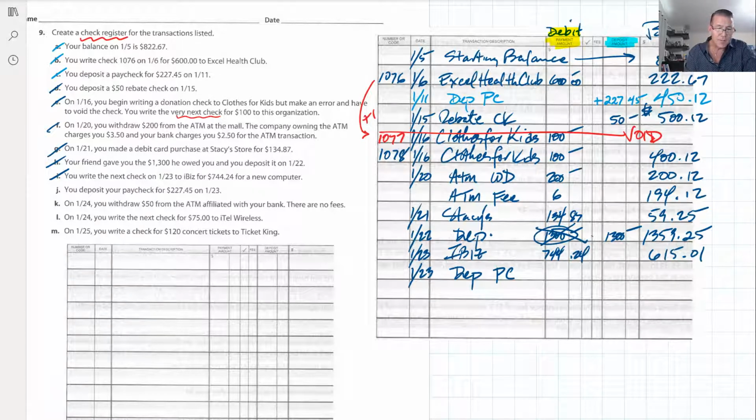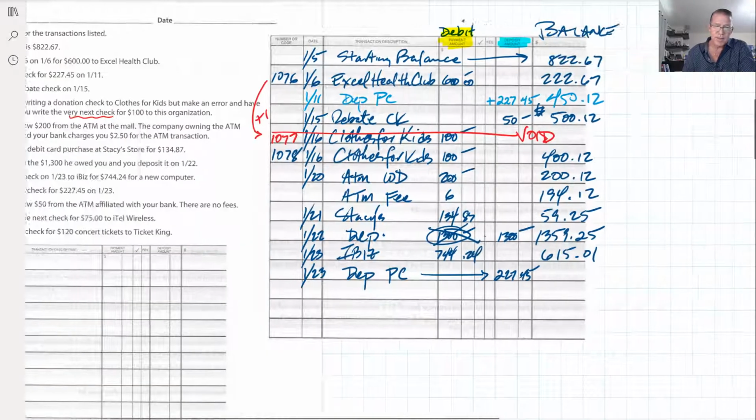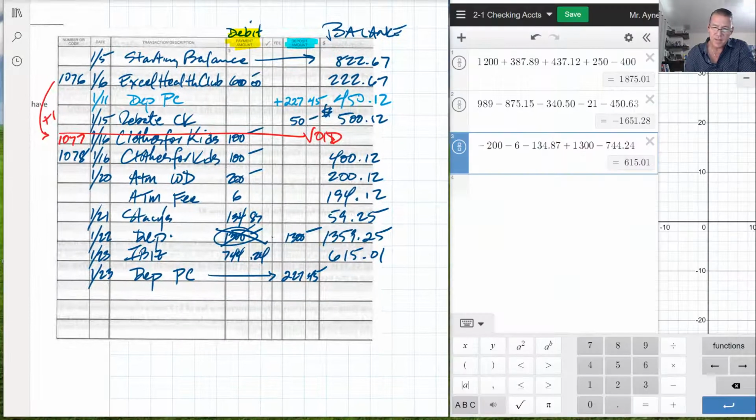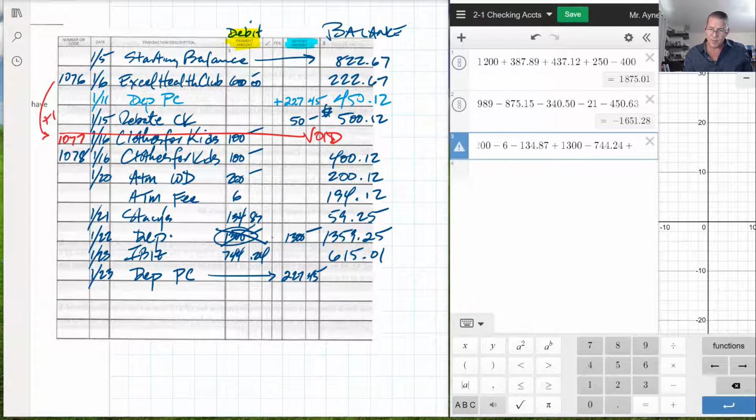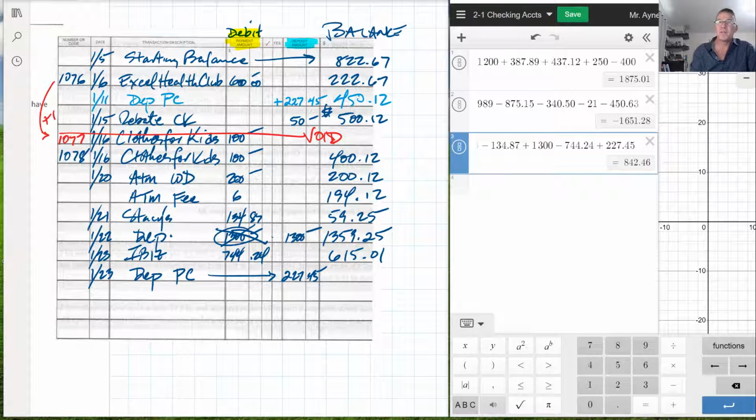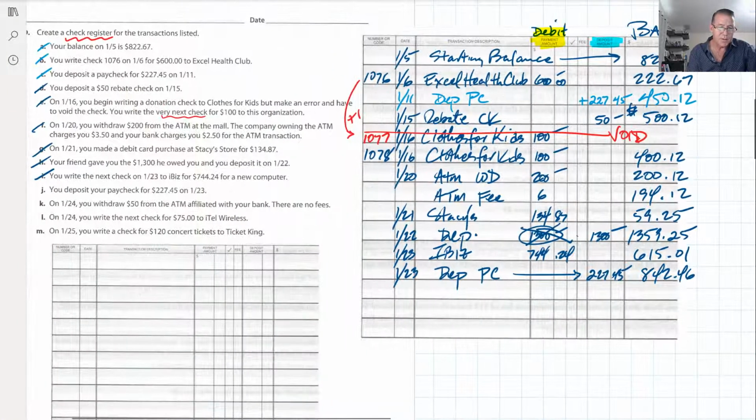So this one right here, the $227.45, should go here, and $227.45 goes into the deposit column because you're going to be adding that to the $615.01. Okay, so let's calculate that. Let's add that in, the deposit that is. So plus $227.45. Now we're back up to $842.46. Good, we're in a better position now. And then what happens?